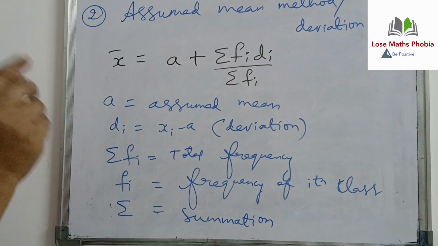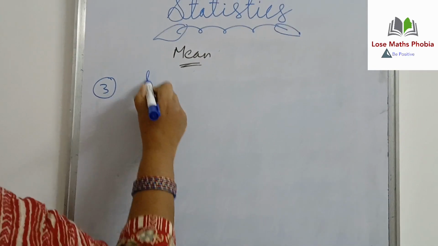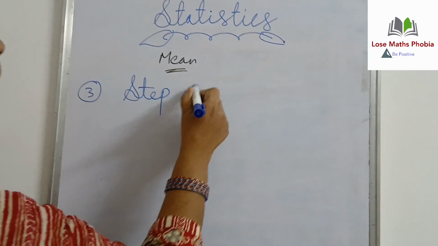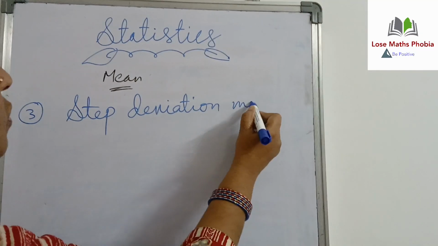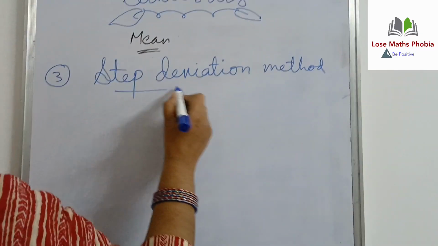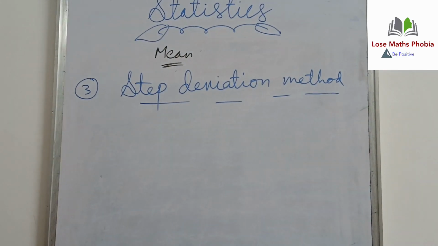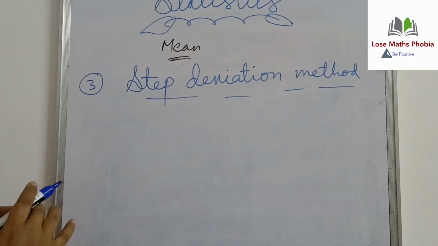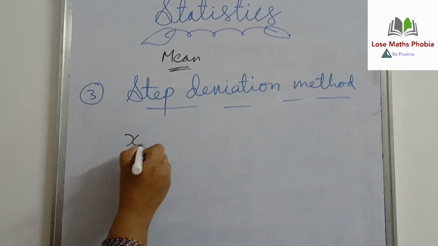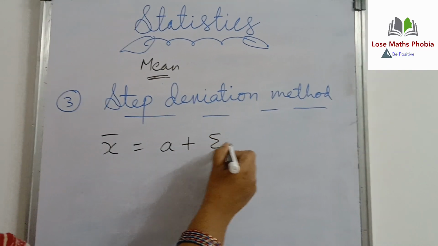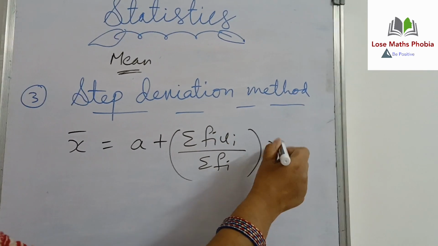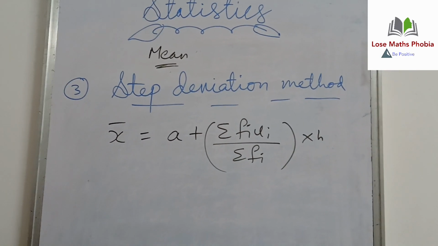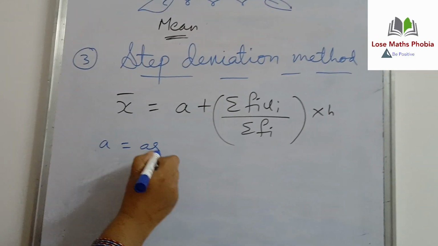Next, that is the step deviation method. Now the third method, that is the step deviation method. It's a lovable method, you know. Why? Because it makes the problem so simple and easy. Complex numbers can be made simple by this method, you know. Wonderful formula we have. That is x bar is equal to A plus summation Fi ui by summation Fi, into h. What is extra here? H. And A is, as usual, the assumed mean.